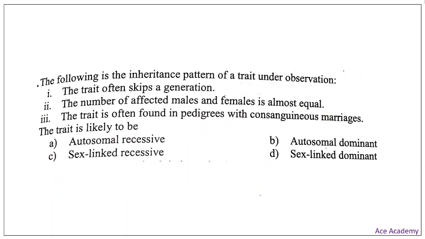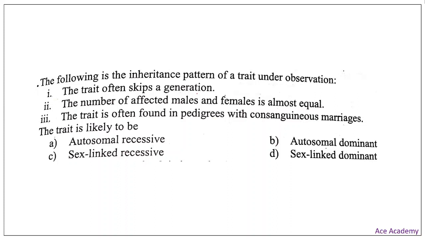Let's move on to the next question. The following is the inheritance pattern of a trait under observation. Number one: the trait often skips a generation. Now ask yourself this question. If a trait is autosomal dominant or sex-linked dominant, in other words, if the trait is dominant, then would it skip a generation? Or, in other words, can unaffected parents give rise to affected children?